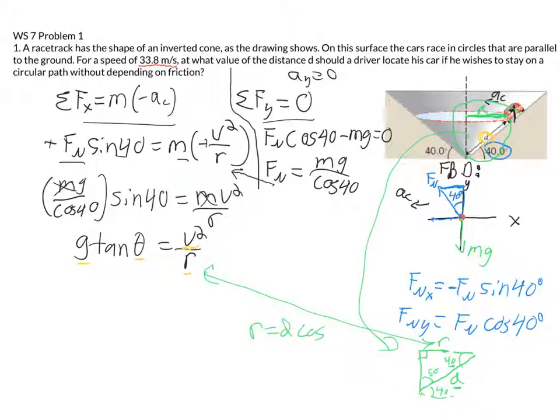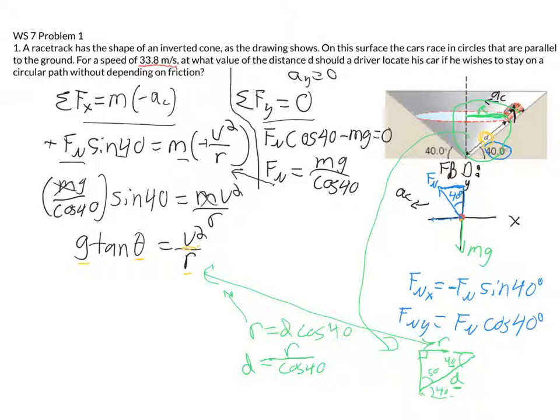We can call it theta, or we can just label it as 40. So d is going to be equal to r over cosine of 40. You can either substitute in right here, or you can just solve for r, divide by cosine 40, and that will give you d.